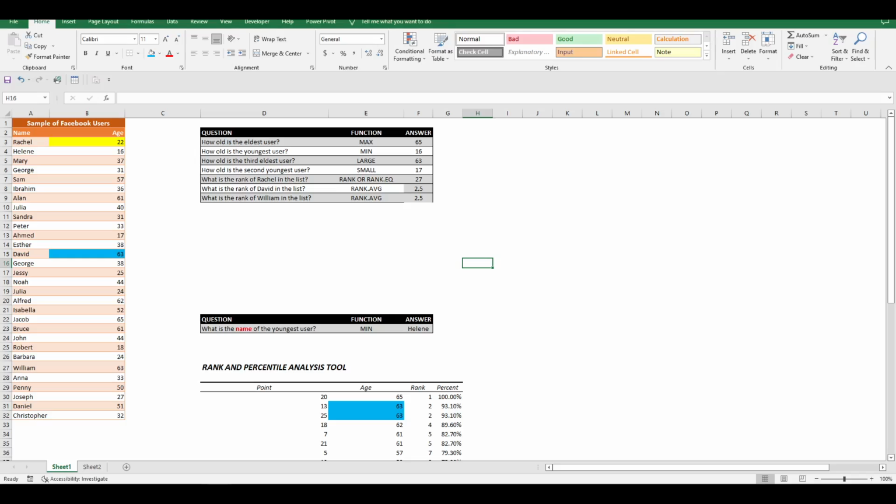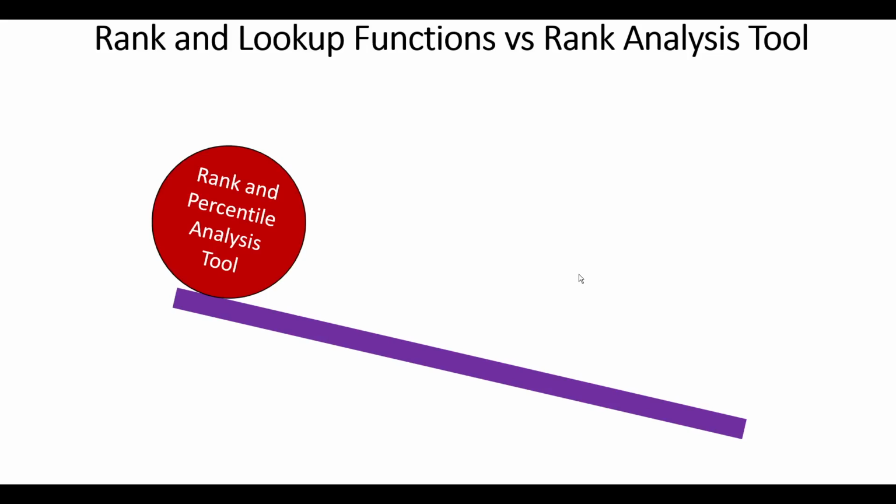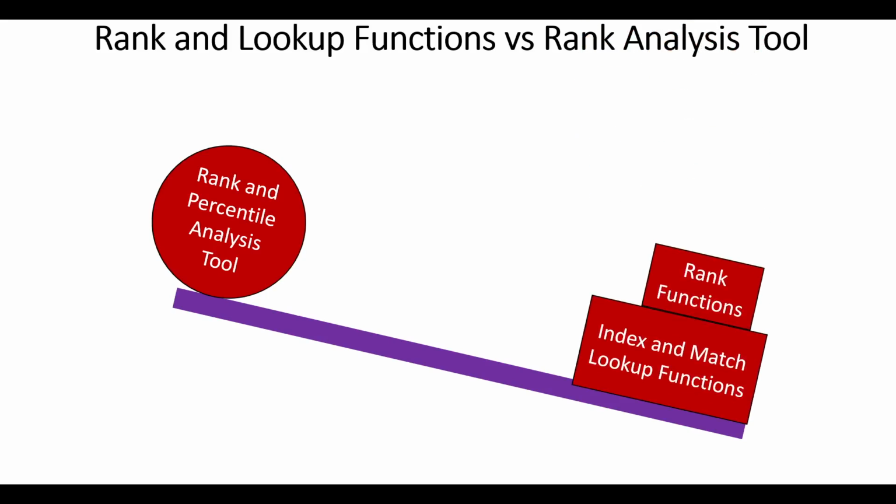So, in other words, if we would like to compare the rank and percentile analysis tool to a combination of the rank functions on the one hand and the lookup functions on the other hand, that means the index and the match function, we would probably use the combination of rank functions and lookup functions because they provide us with information that is not provided by the rank and percentile analysis tool.